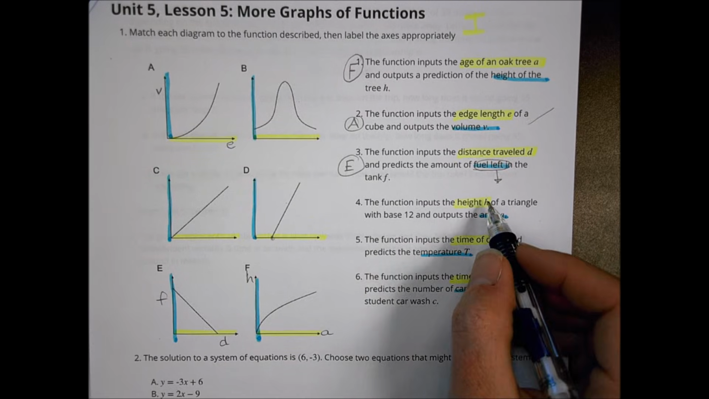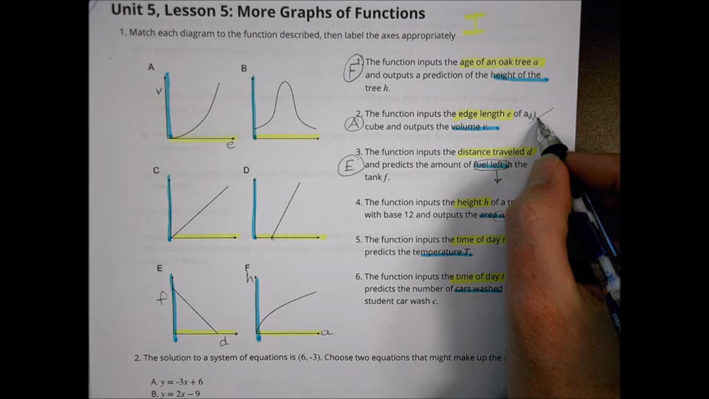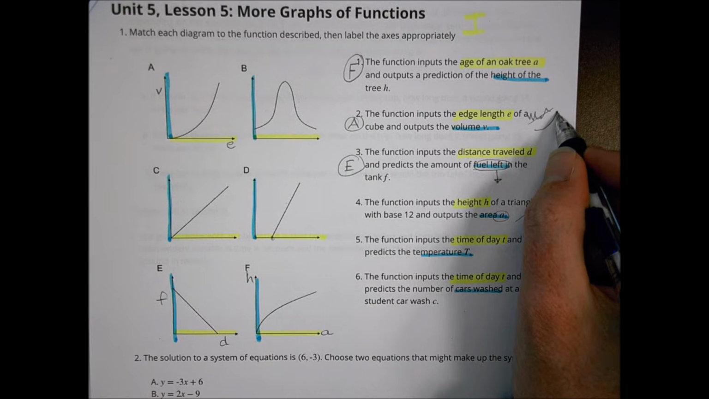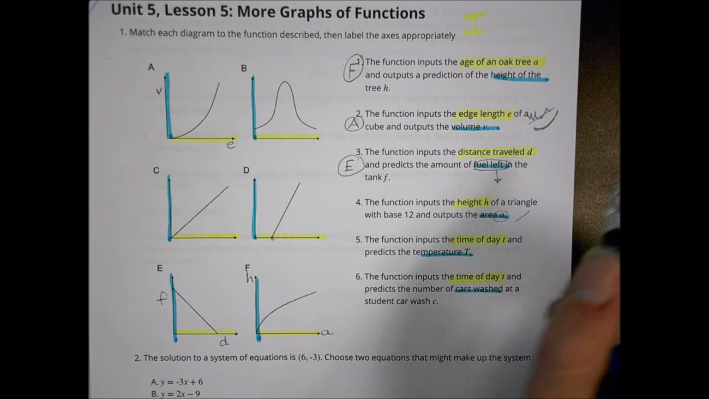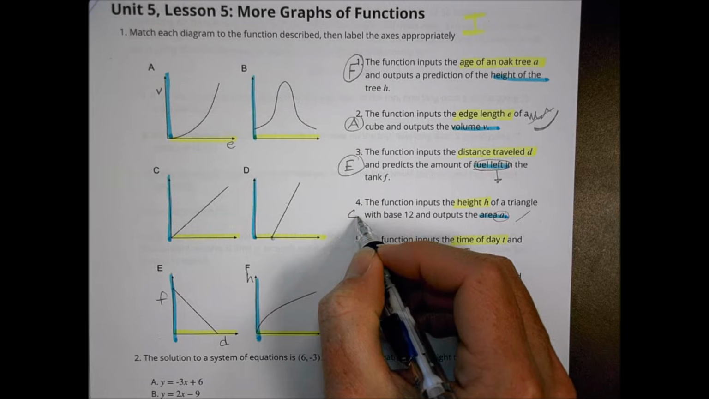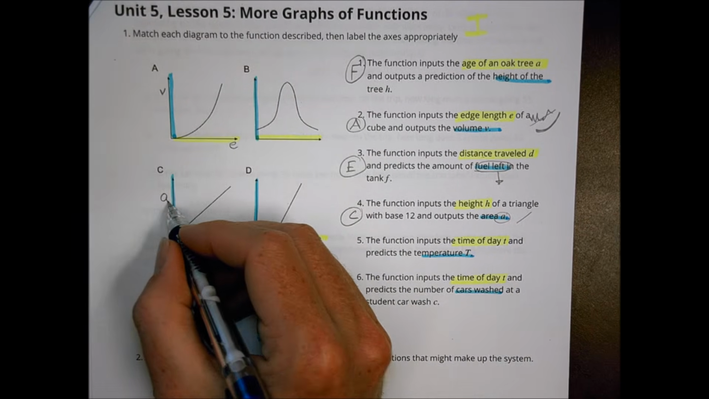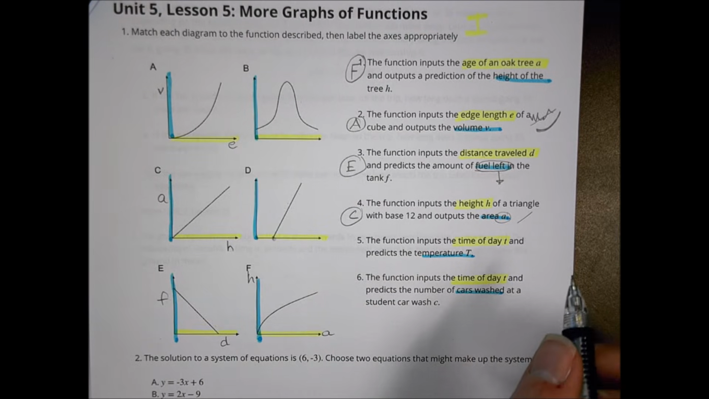So area is much more linear, it's going to be a line, whereas volume, we said before, is not. Volume is going to have that curved shape there. So the best one for our area is going to be C. We're going to make our height our x value and our area our y value. A couple more left here.